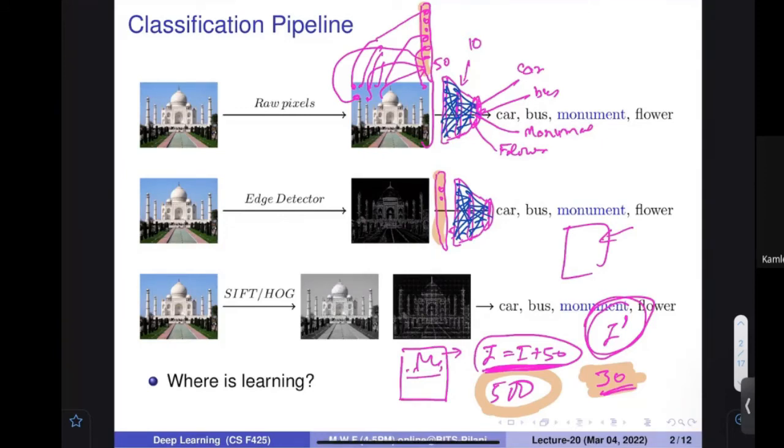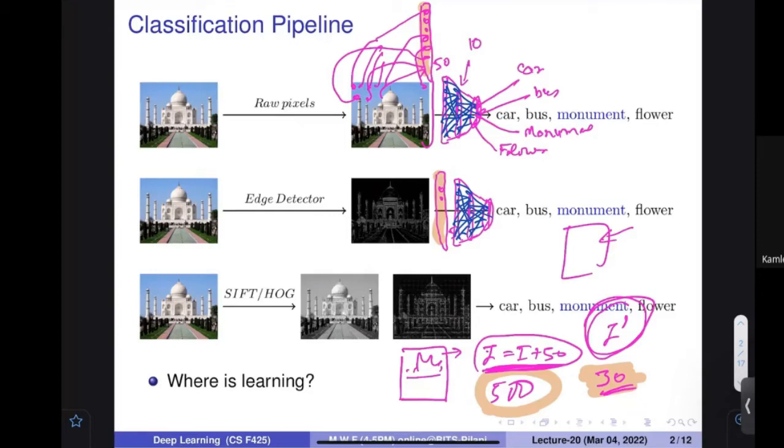So instead of using the raw pixels at this particular place, what if I use the features? This is going to be better represented, because features are going to represent the same thing in a better way. So this is going to be a good thing to do.